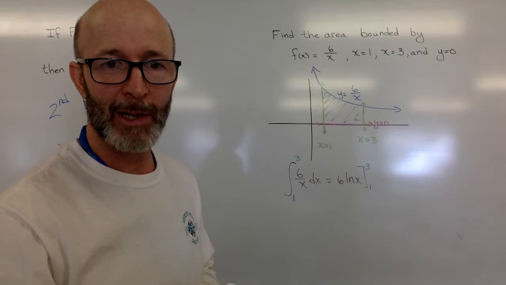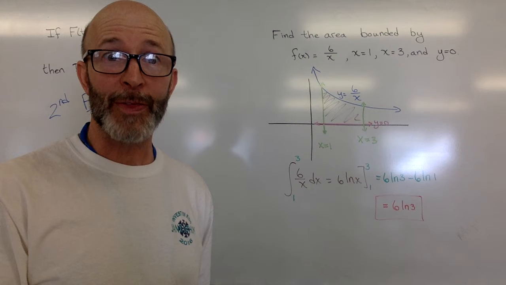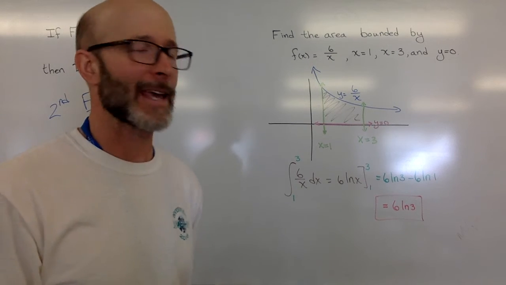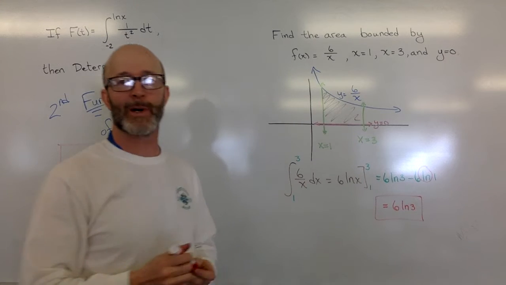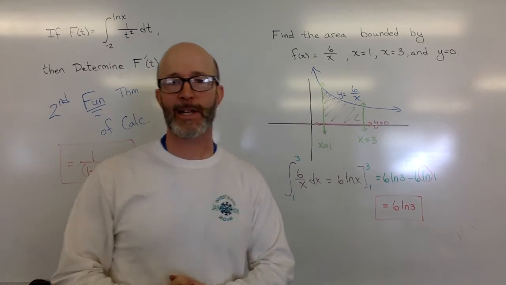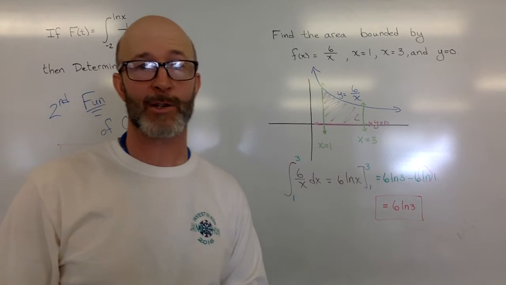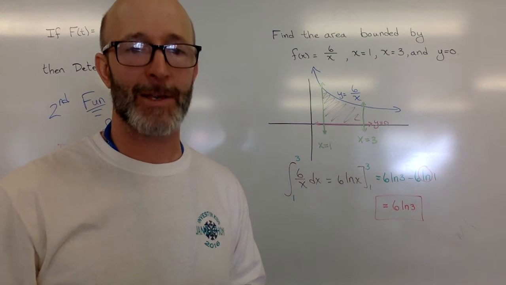What happens when you plug in 1 to a logarithm? Nothing. No, I don't mean nothing happens. I mean the natural log of 1 or any log of 1 is just 0. It's a big old 0. So really your answer is 6 times the natural log of 3. If you don't know what the natural log of 3 is, that's fine. Neither do I. But that is the exact value, and that's your answer.